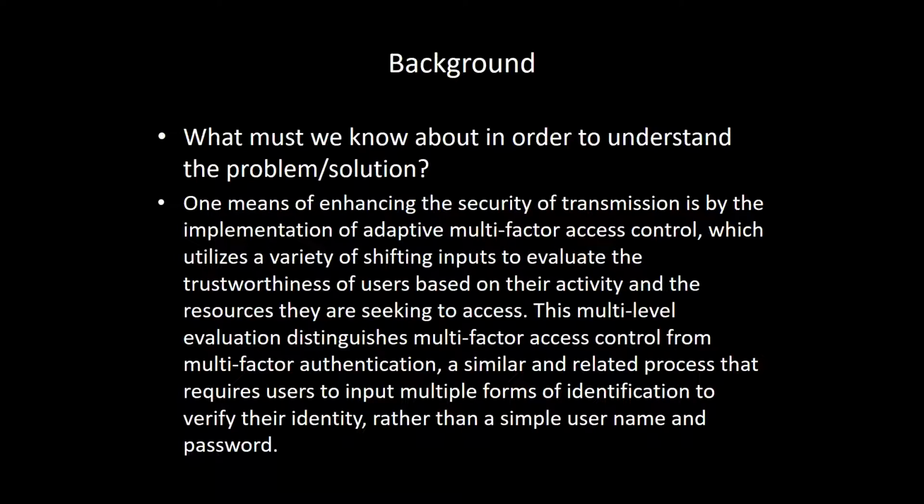What must we know in order to understand the problem solution? One means of enhancing security of transmission is the implementation of adaptive multi-factor access control, which utilizes a variety of shifting inputs to evaluate the trustworthiness of a user based on their activity and the resources they are seeking to access. This multi-level evaluation distinguishes multi-factor access control from multi-factor authentication, a similar and related process that requires users to input multiple forms of identification to verify their identity rather than a simple username and password.